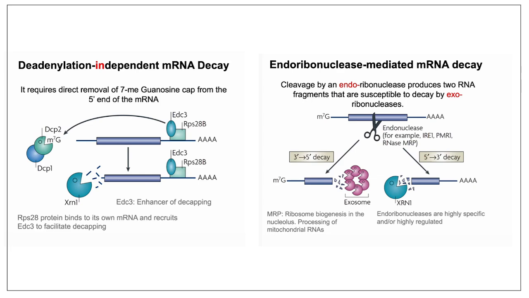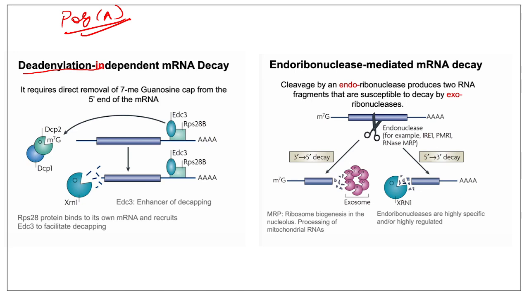Since it is a deadenylation independent pathway, there is no need of any enzymes or mechanisms that will remove the poly A tail from the 3' end. There is no need of removing the poly A tail from the 3'. What happens here is direct removal of the 7-methyl guanosine cap from the 5' end of the mRNA. There is no need of this and that to attach.